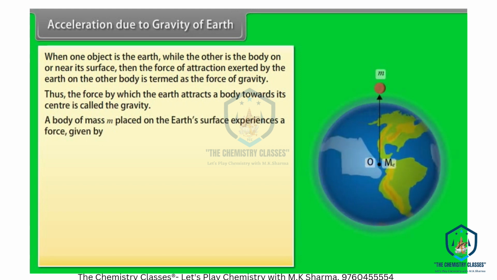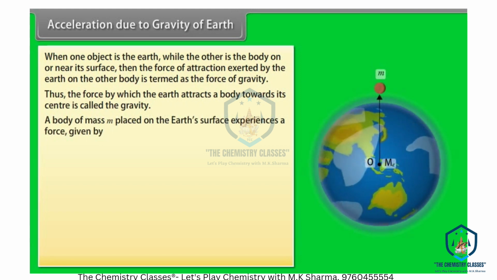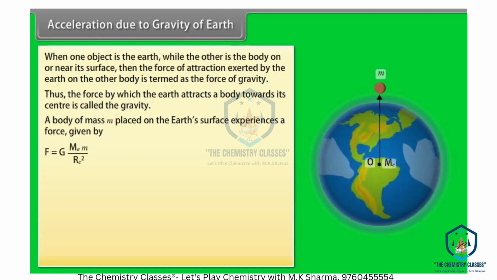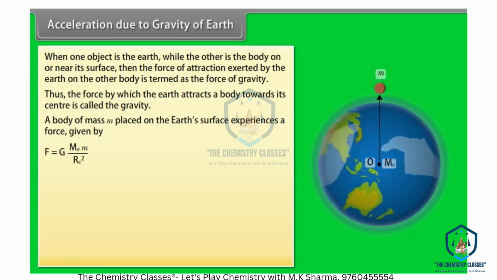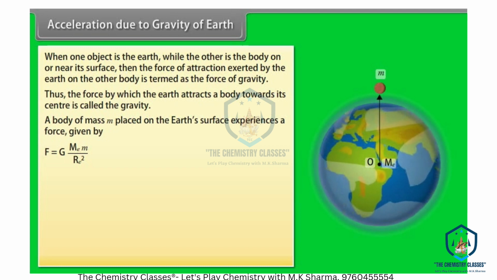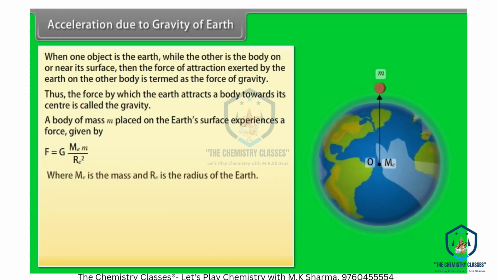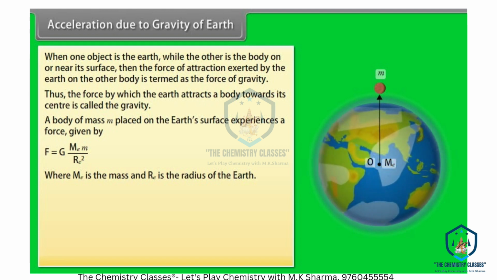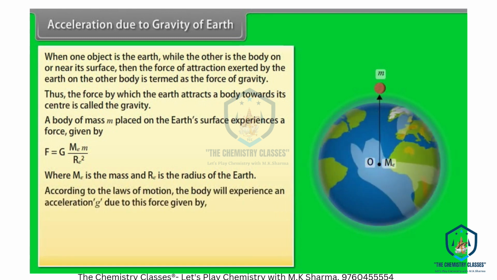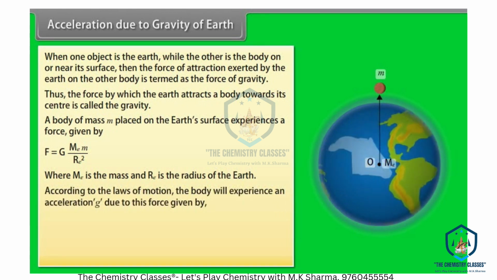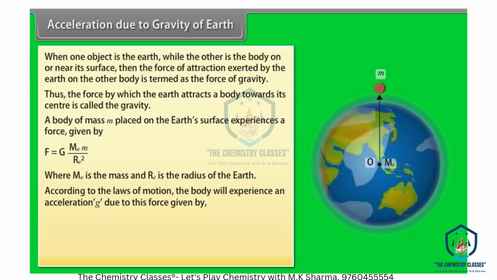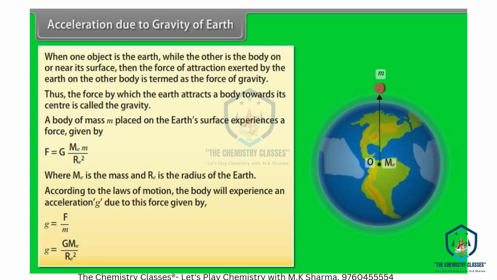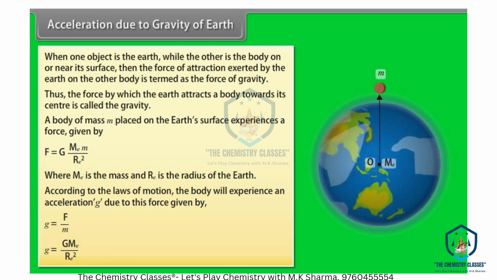A body of mass m placed on the Earth's surface experiences a force given by F is equal to G into M_E m upon R_E squared, where m is the mass and R_E is the radius of the Earth. According to the laws of motion, the body will experience an acceleration g due to this force given by g is equal to G into M_E divided by R_E squared.